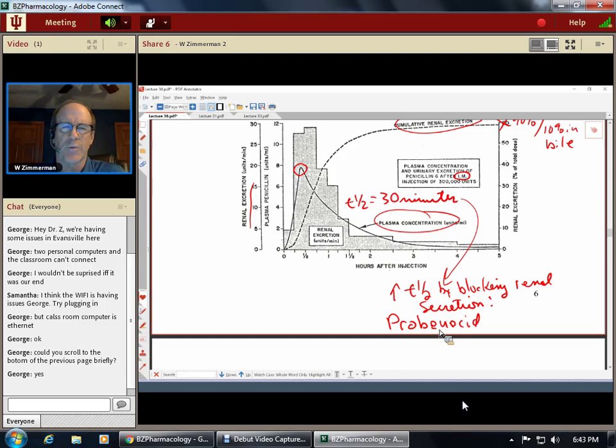It was very useful in World War II. They were losing this antibiotic that they needed, and they would block the secretion with probenecid. When that happens, the half-life of penicillin is around 4 hours, which is very typical for glomerular filtration excretion.